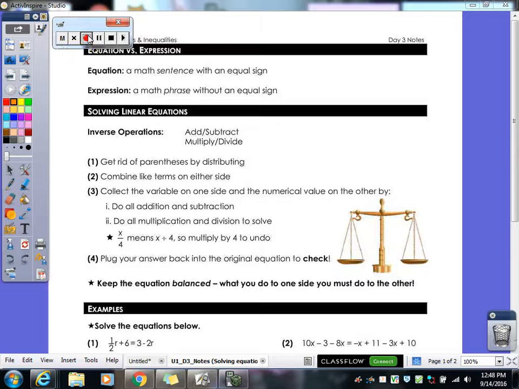So the first thing is really easy. It's equation and expression, okay? You guys have been doing this for a long time. Equations have an equal sign. So if I say 5x plus 10 equals 20, I can solve that. That has a solution, okay?